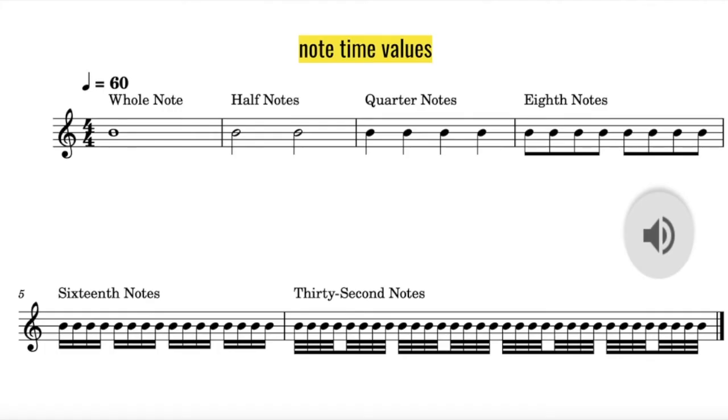Let's see what these note values look and sound like when they're written on a staff. I'm going to play each note on the piano so that 1 beat or 1 quarter note value happens each second. 1, 2, 3, 4.